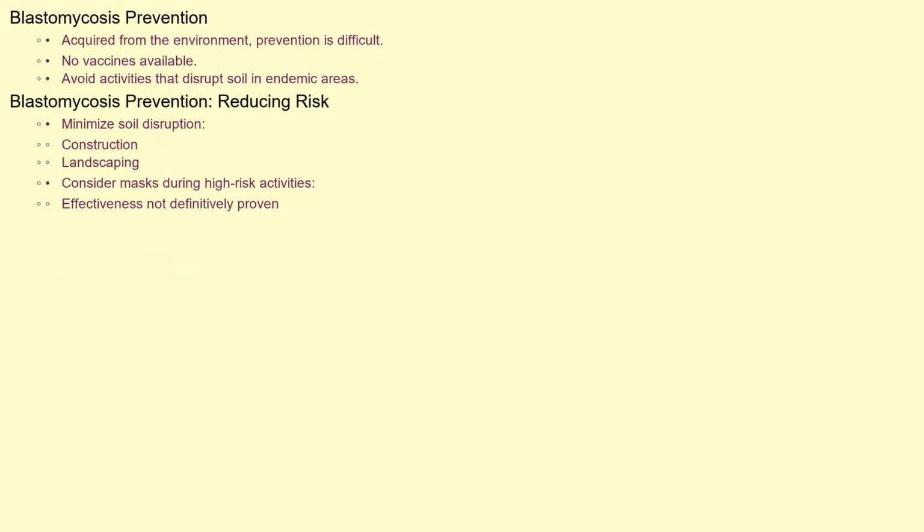Because blastomycosis is acquired from the environment, prevention is difficult. Avoiding activities that disrupt the soil in endemic areas, such as construction or landscaping, may reduce the risk of exposure. Wearing masks during such activities could also be considered, although their effectiveness is not definitively proven. There are currently no vaccines available to prevent blastomycosis.